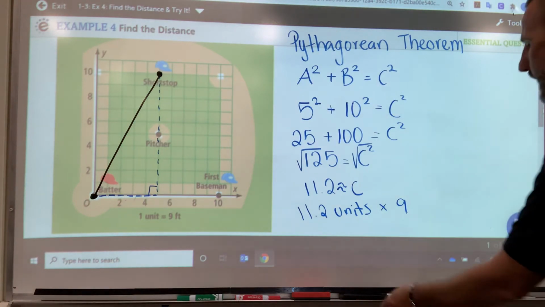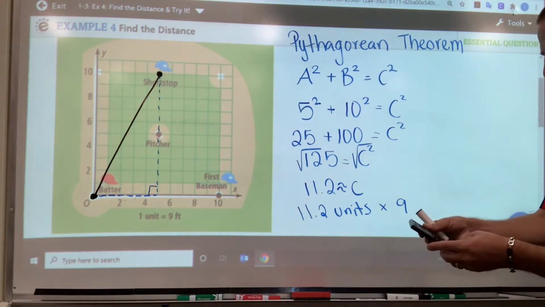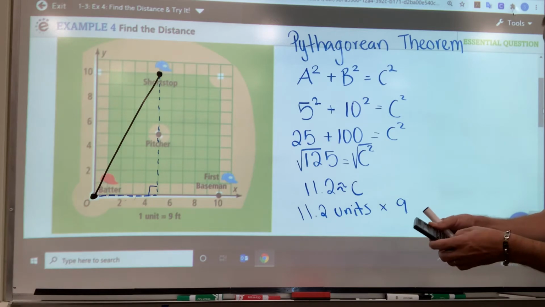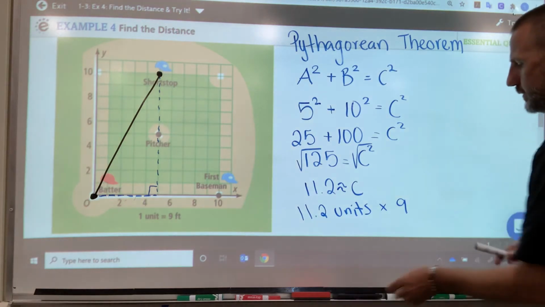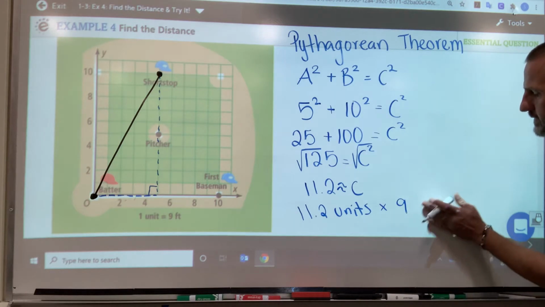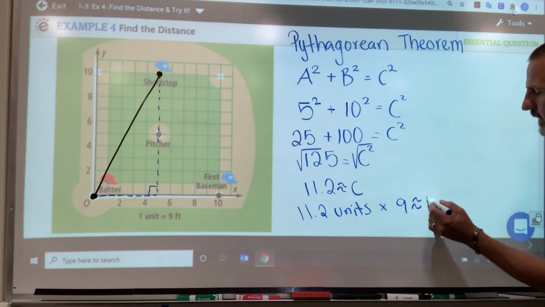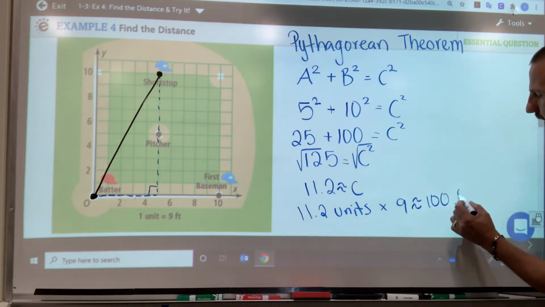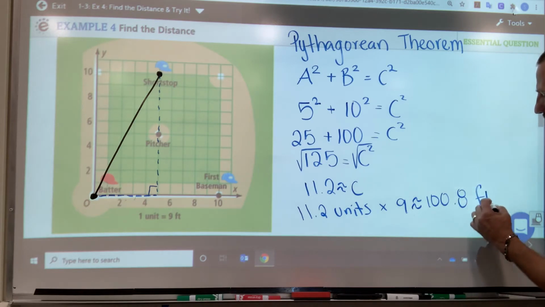Now when I do that, I go 11.2 times 9, I get 100, oh, still an approximation now because this was a rounded answer, 100.8 feet. Now this is called the Pythagorean Theorem.